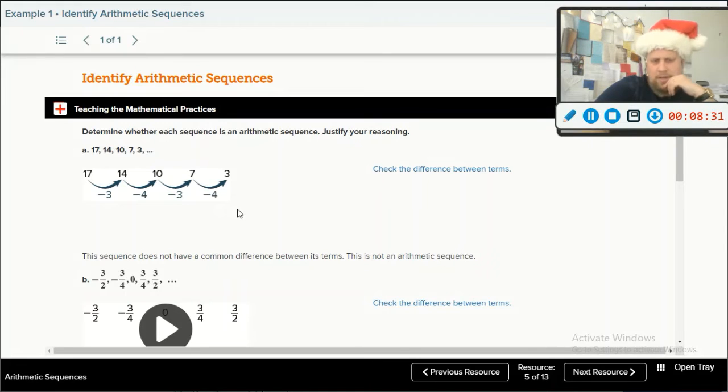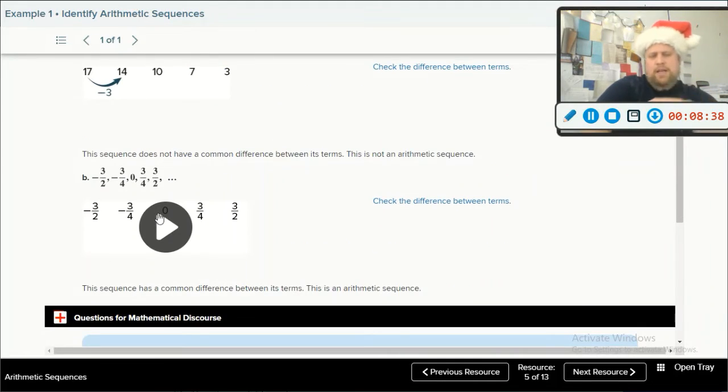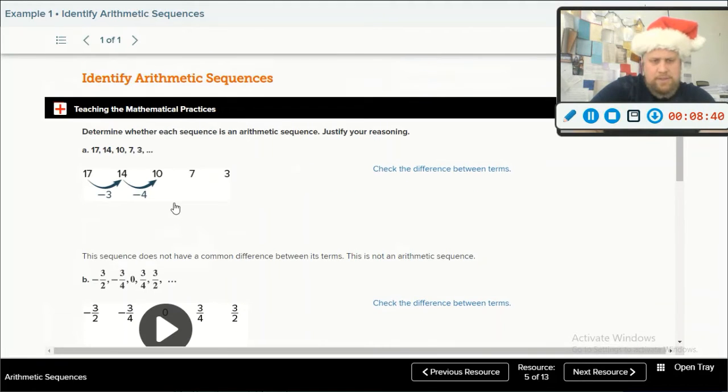So what do we know? Is it a common difference? No, it is not a common difference. So it is not an arithmetic sequence, okay, because it's not a common difference.